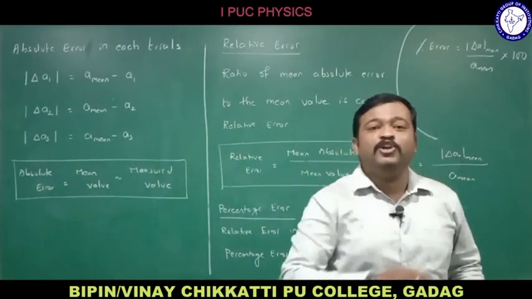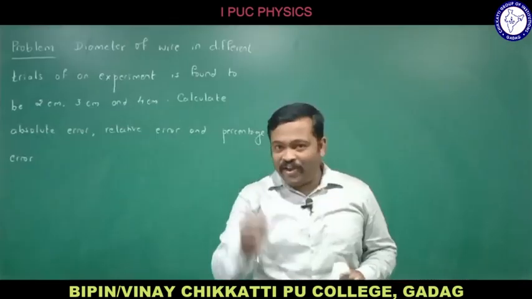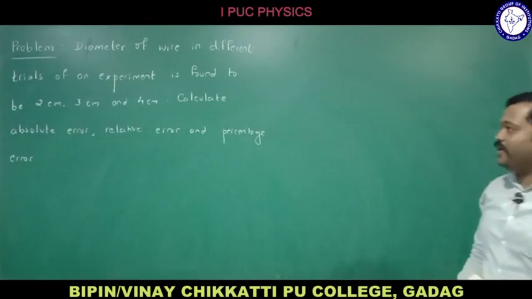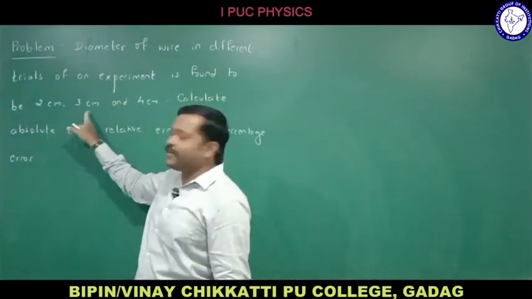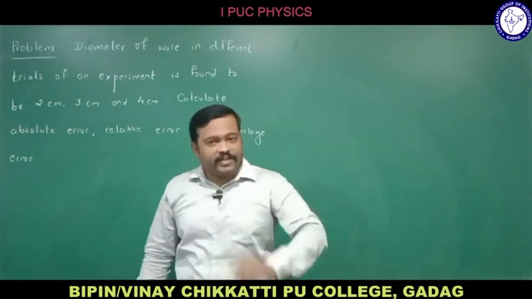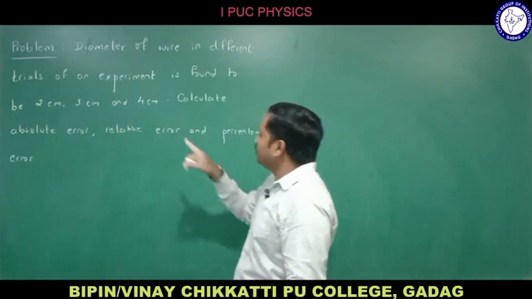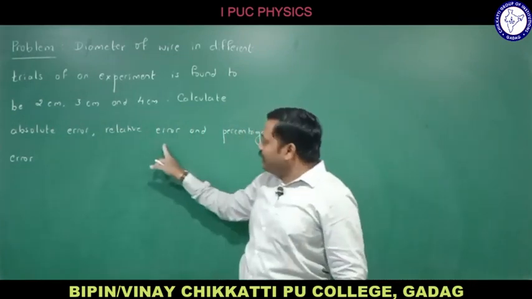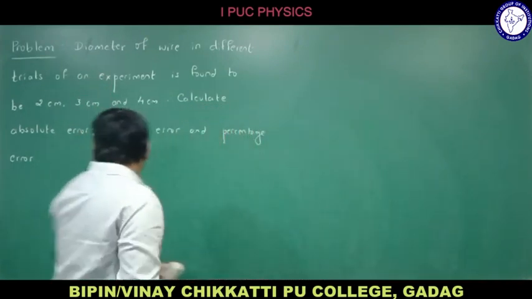Now let me take a numerical and explain how to calculate the errors. Diameter of wire in different trials of an experiment is found to be 2 centimeter, 3 centimeter and 4 centimeter. In the first trial we got 2 centimeter, second trial 3 centimeter, third trial 4 centimeter. Calculate absolute error, relative error and percentage error in this case. Okay, now let me solve this.